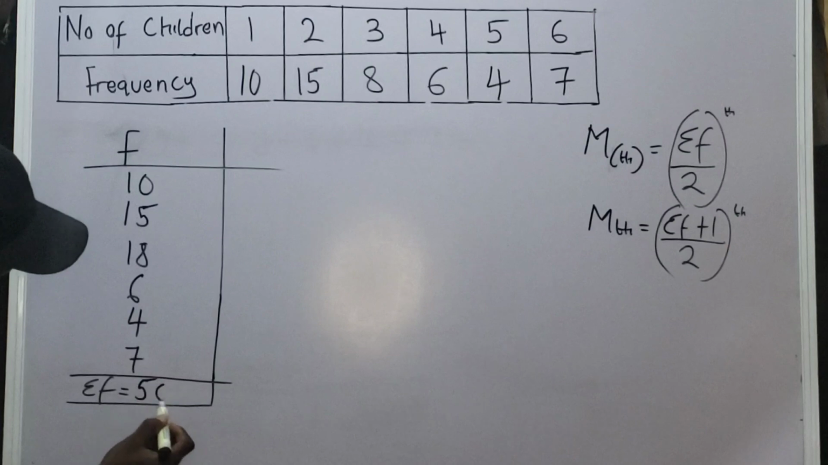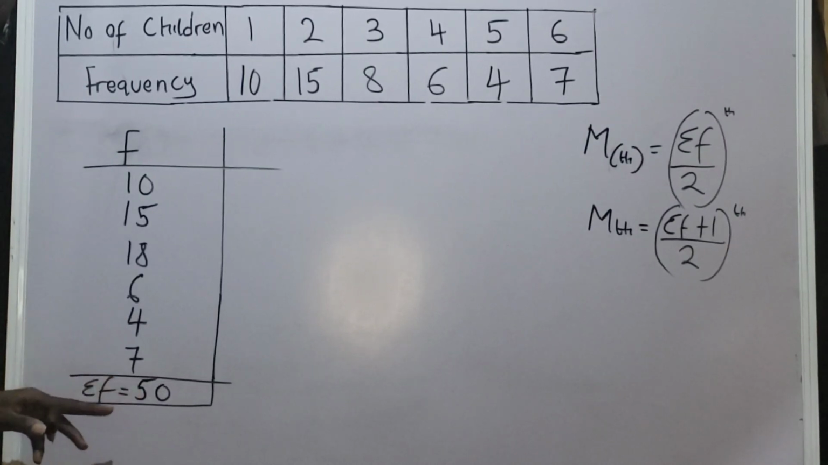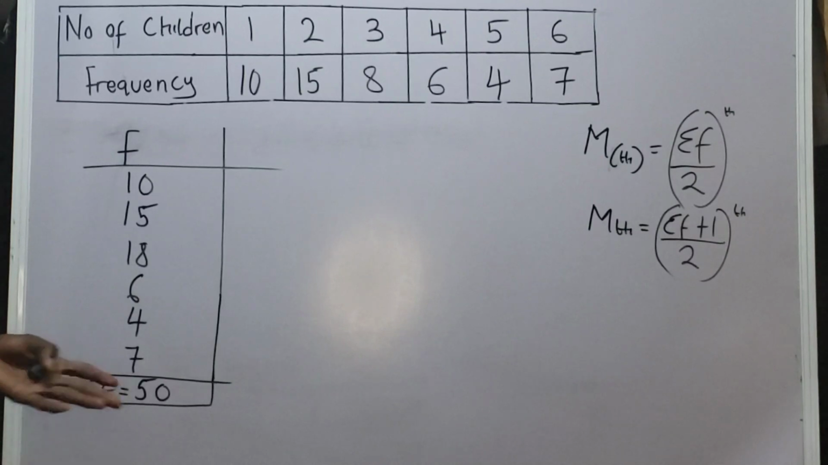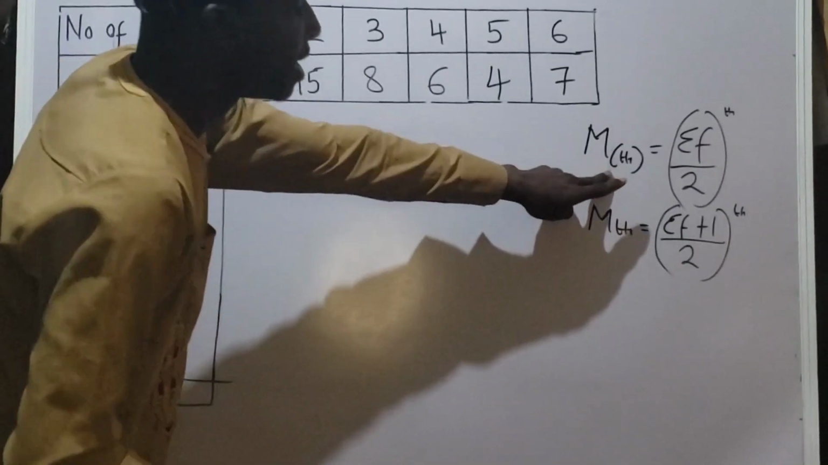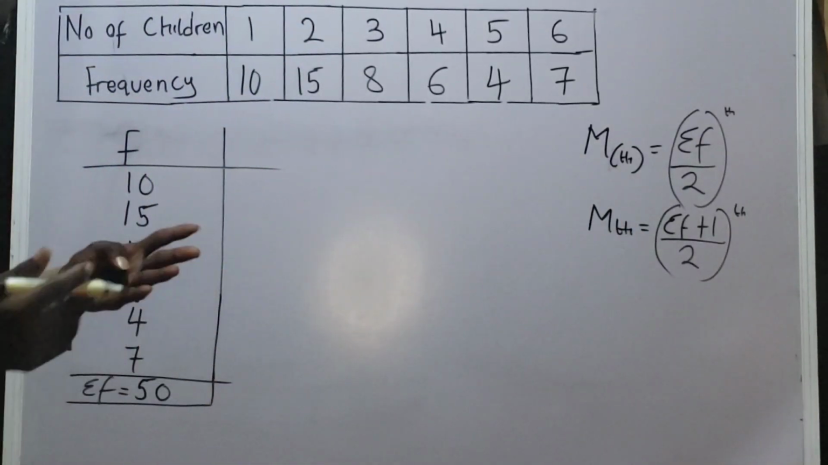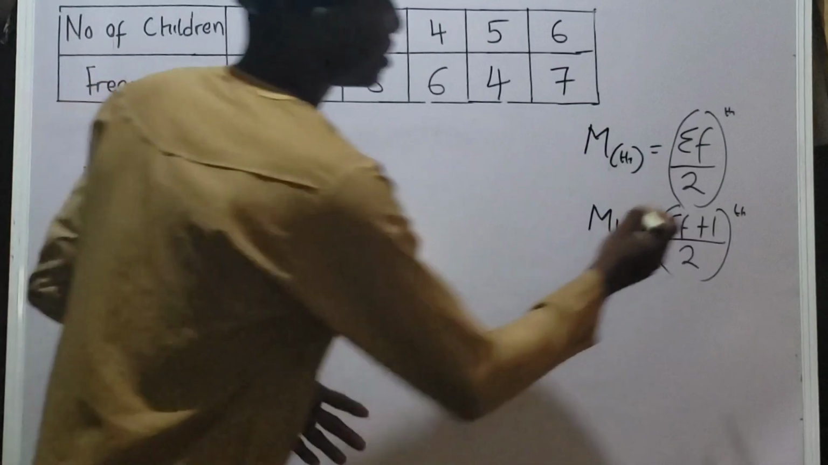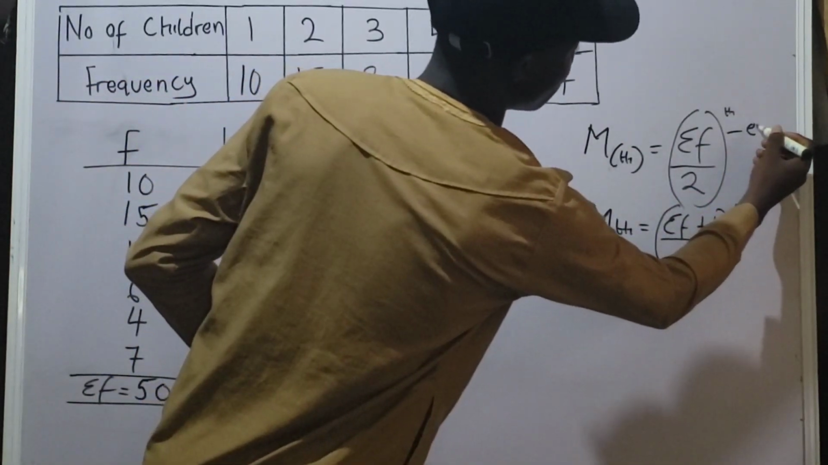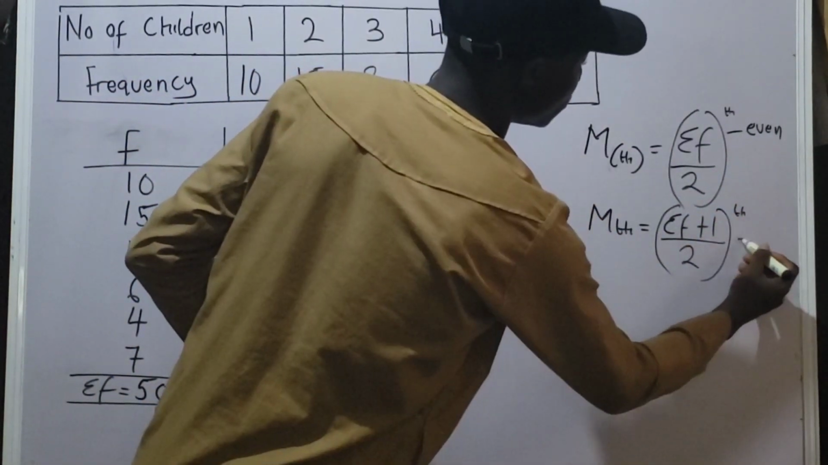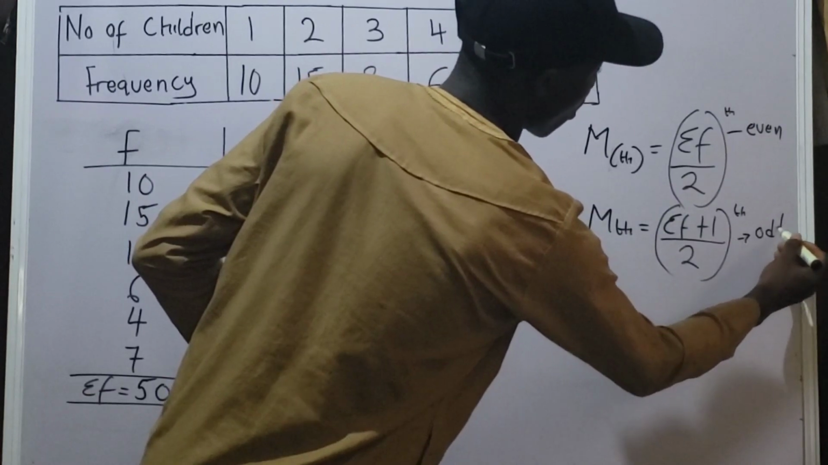50. So having gotten the sum of the frequency as 50, now I want to ask you, is 50 an odd number or an even number? Yeah, 50 is an even number. So I'm going to make use of this formula to determine the position of my median class. This is used when the sum of the frequency is even, and this is used when the sum of the frequency is odd.